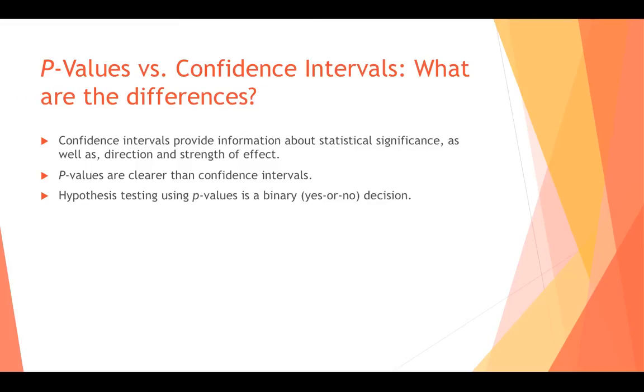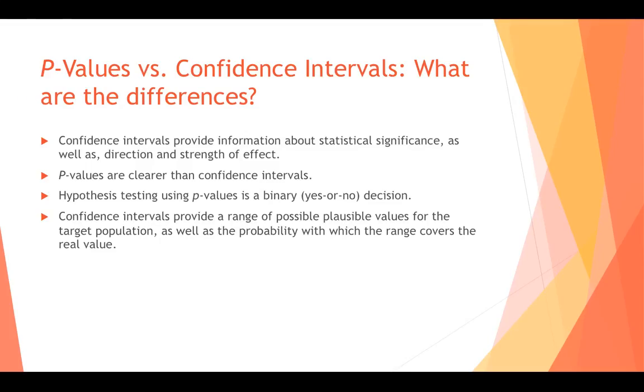4. When a point estimate is used, for example, differences in means or relative risk, an attempt is made to draw conclusions about the situation in the target population on the basis of only a single value for the sample. Even though this figure is the best possible approximation to the true value, it is not very probable that the values are exactly the same. In contrast, confidence intervals provide a range of possible plausible values for the target population, as well as the probability with which the range covers the real value.